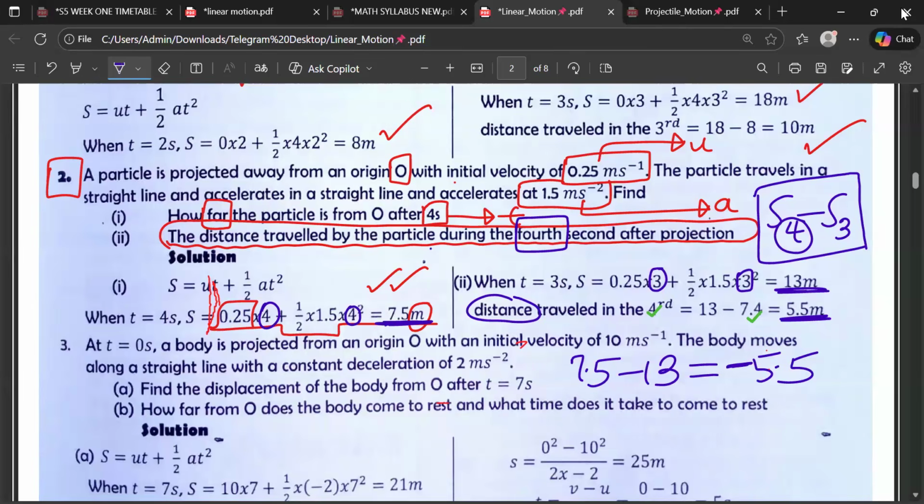According to what I've explained, our answer would be a negative, which is okay, but that is displacement. The question wants distance. So even when you get a negative, you are supposed to conclude with a positive. Why conclude with a positive? Because distance does not have direction. It only has magnitude. So ignore the negative and conclude with the answer of 5.5. If they ask displacement, you just leave your answer with a negative because it is okay to have it like that.